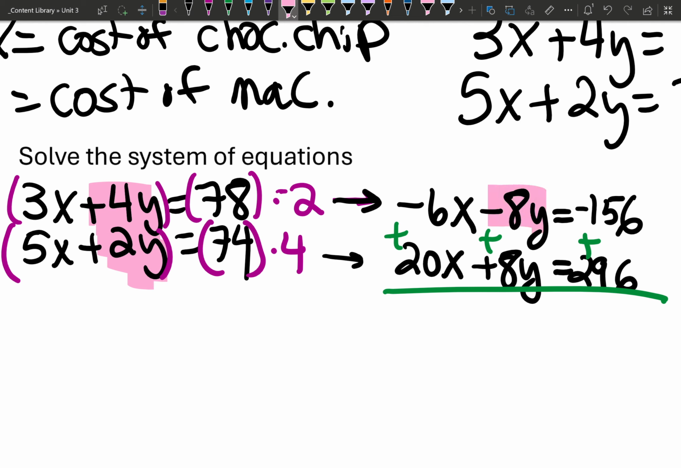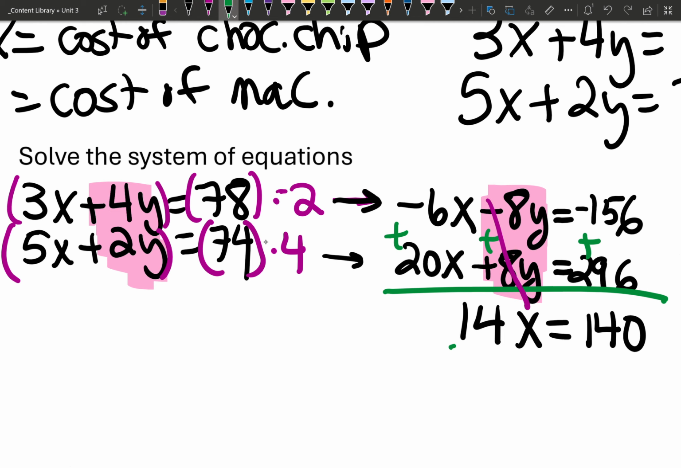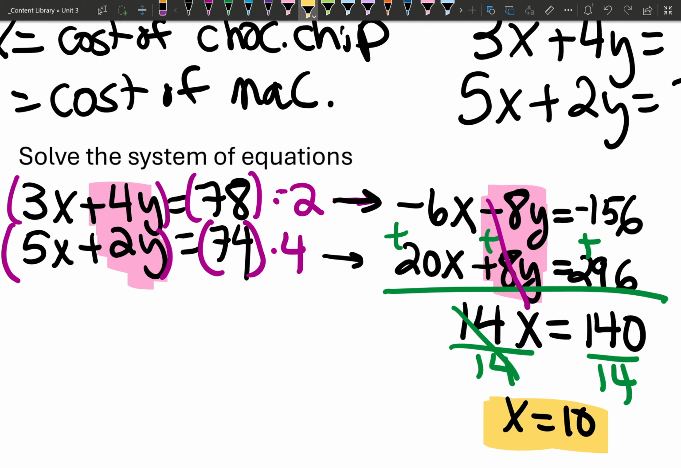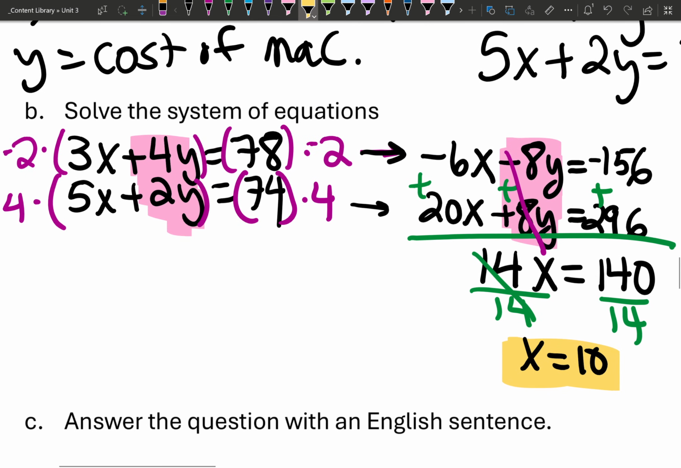Now, our y's are opposite. That was the point. Fantastic. Negative 6x plus 20x is 14x. Negative 156 plus 296 is 140. And then all we got to do to find x is divide by 14. X equals 10. We found x, let's find y.